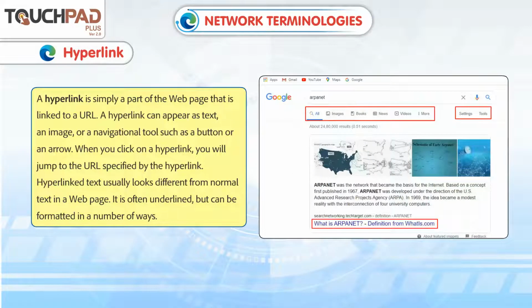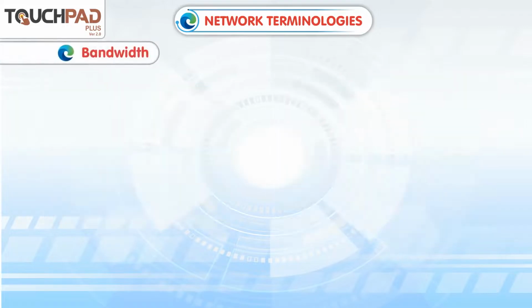Hyperlink. A hyperlink is simply a part of the web page that is linked to a URL. A hyperlink can appear as text, an image, or a navigational tool such as a button or an arrow. When you click on a hyperlink, you will jump to the URL specified by the hyperlink. Hyperlinked text usually looks different from normal text in a web page. It is often underlined, but can be formatted in a number of ways.